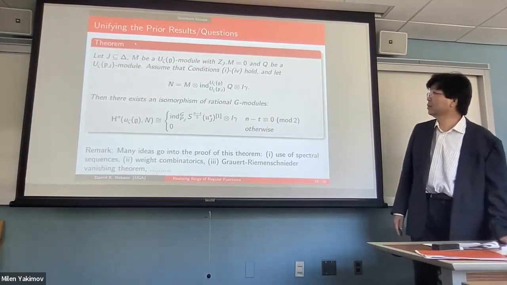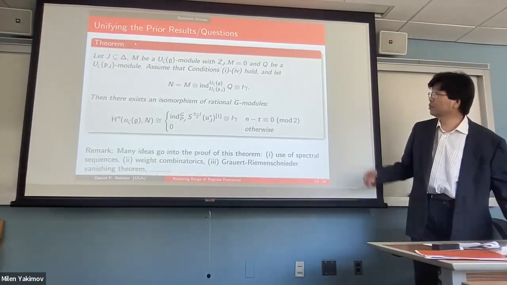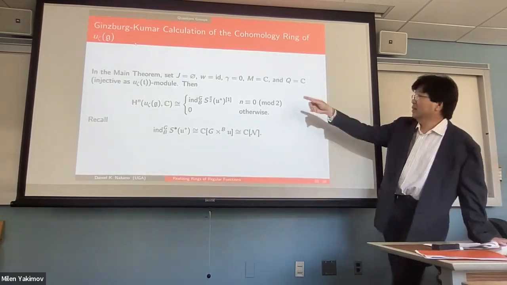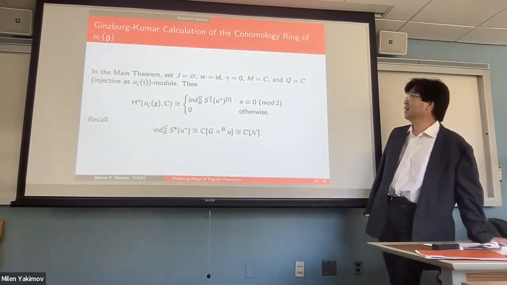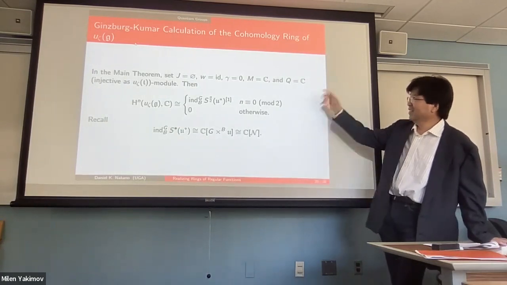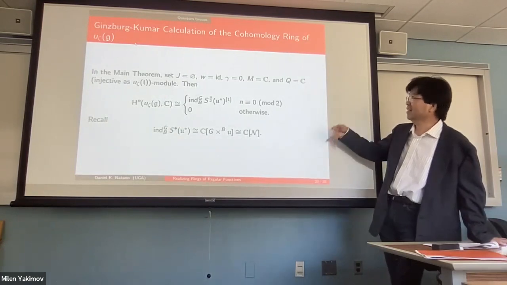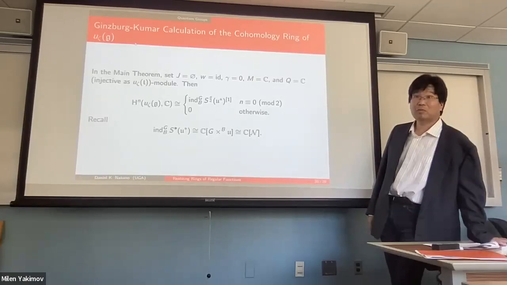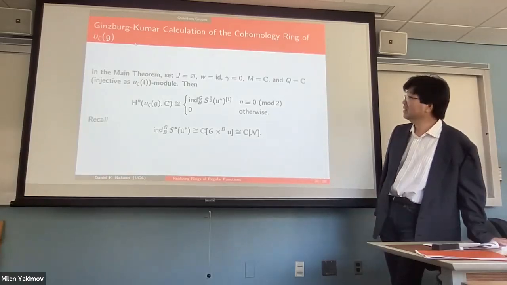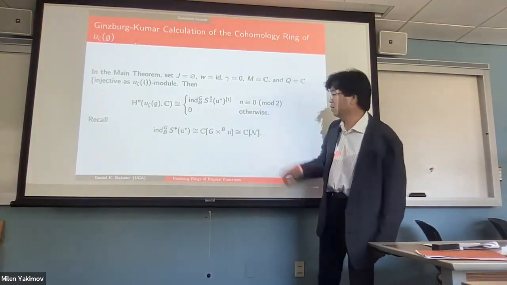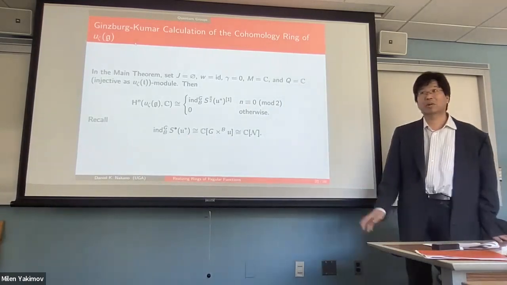Okay, so the cool thing about this is now you can specialize some of this. If you specialize the main theorem where J is the empty set, W is the identity, gamma is 0, M is the trivial module, and Q is the trivial module, so you specialize all these modules and all these elements, then you get Ginzburg–Kumar out again. This pops right up. And as we know, we've done this before: we've identified this induced module with the coordinate algebra. We went over that argument before.